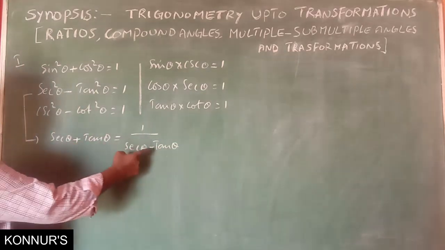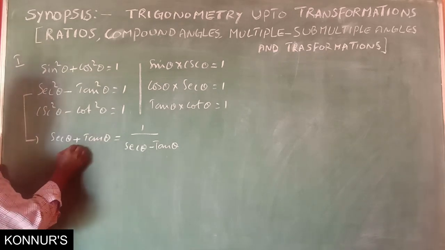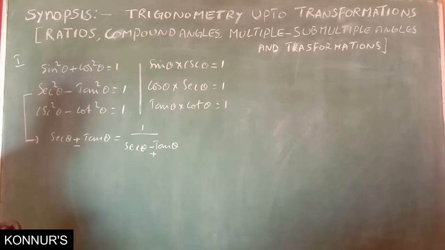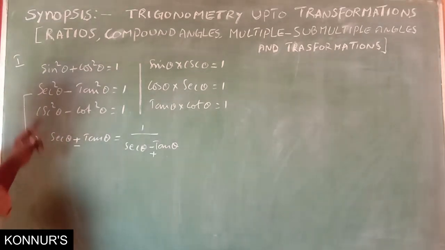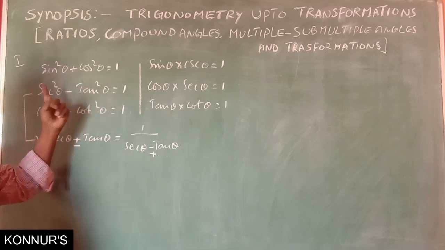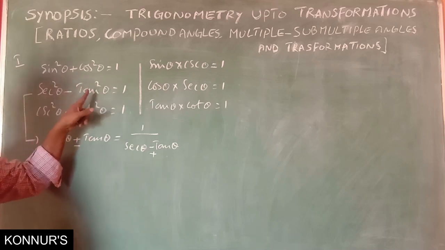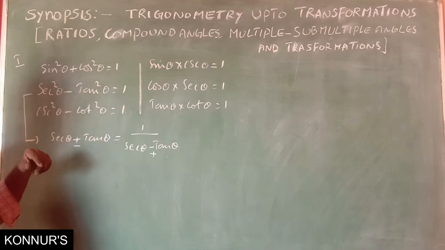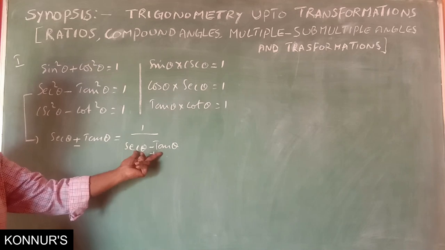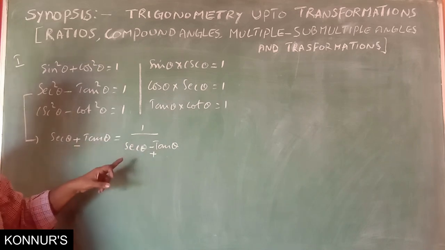If plus is there, minus; or if minus is there, plus. You know it well. It is in our theory classes. Secant square theta minus tan square theta means a square minus b square, that is, a plus b into a minus b. This is a plus b, so 1 by a minus b will come. Okay? Is it clear? Okay.